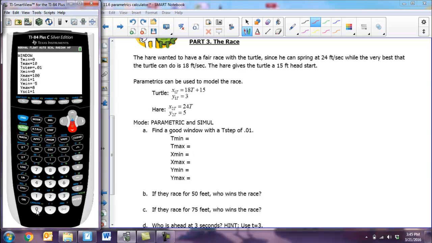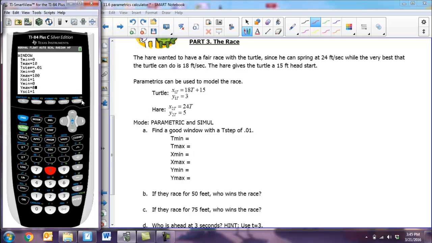Y-min, again, they're going to start at 0, and this is kind of weird because really what this is going to show is just the path of your race. And so if I look right here, the maximum Y I have is 5, and so maybe I want to put it at like 8 or 10 or something like that. So this is just going to show me what's going to happen.